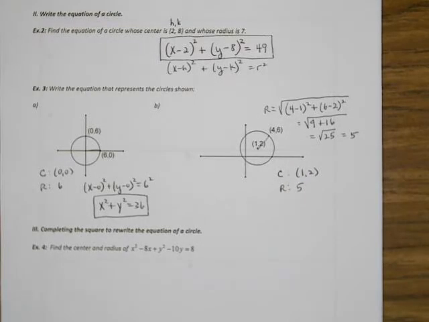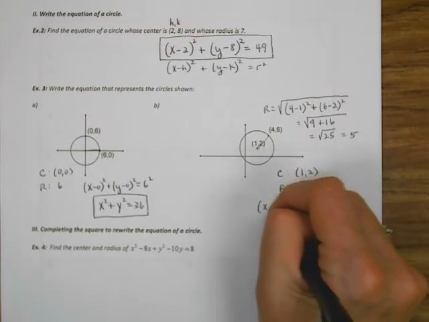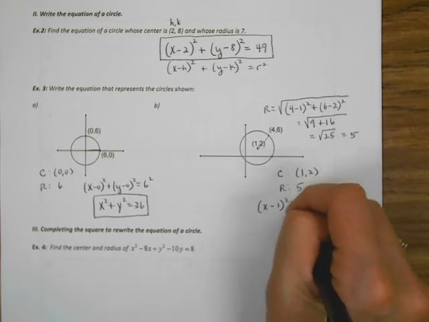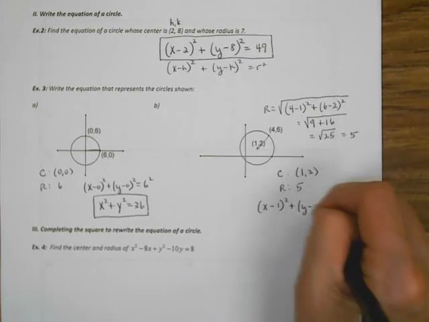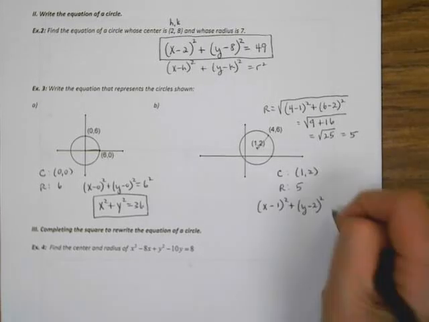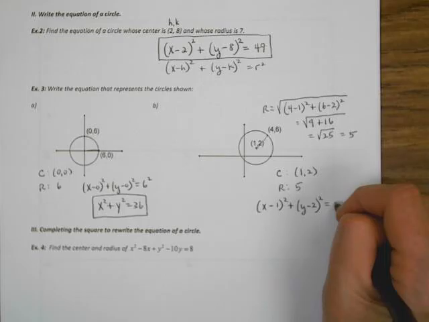Once I have that information, I can just use my circle formula. (x minus the x coordinate) squared plus (y minus the y coordinate) squared equals 5 squared, which is 25.